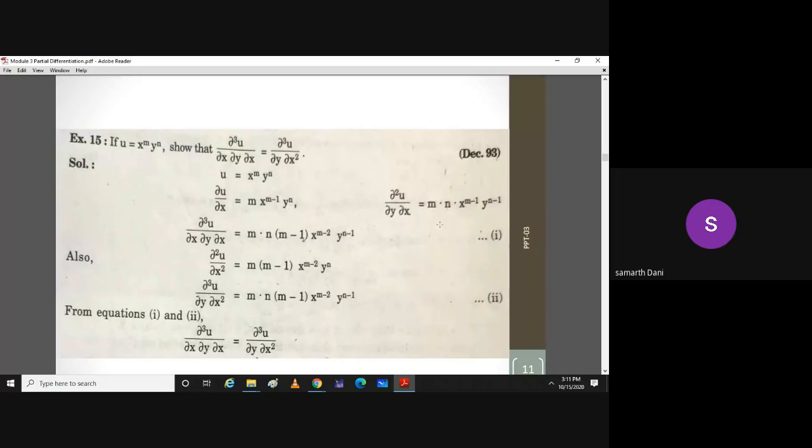Yes, sir. And at the end you differentiate this thing with respect to x. So y is constant, so m and n y raised to n minus 1 as it is. Differentiation of x raised to m minus 1 is m minus 1 x raised to m minus 2. All right, so this is one side, m into n into m minus 1 x raised to m minus 2 y raised to n minus 1. Fine.